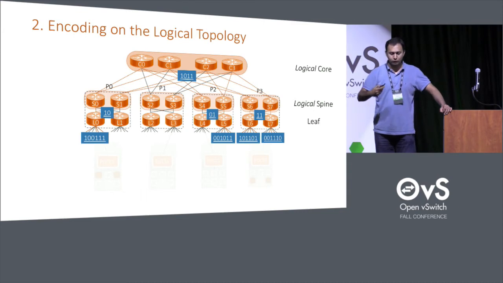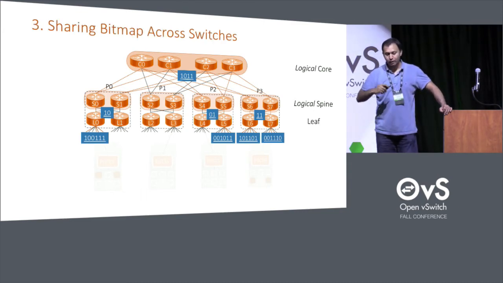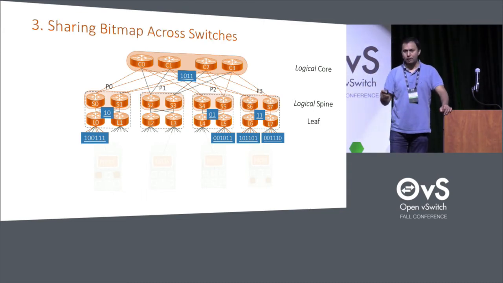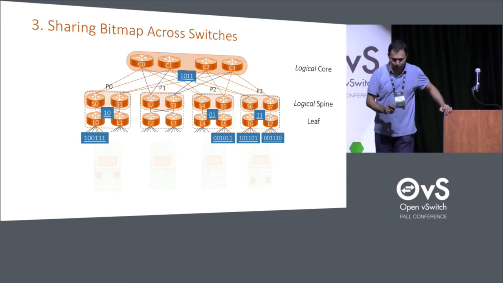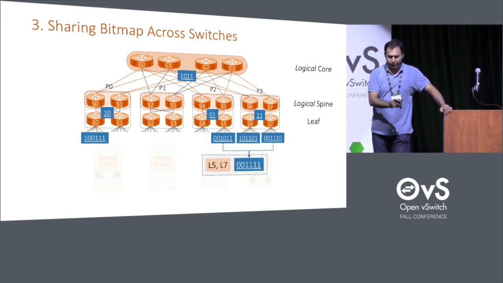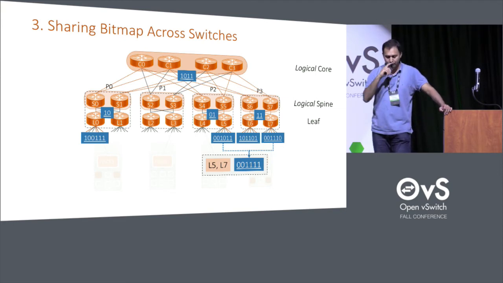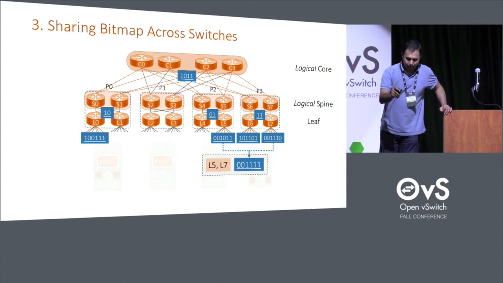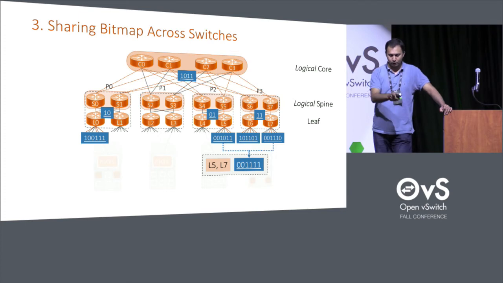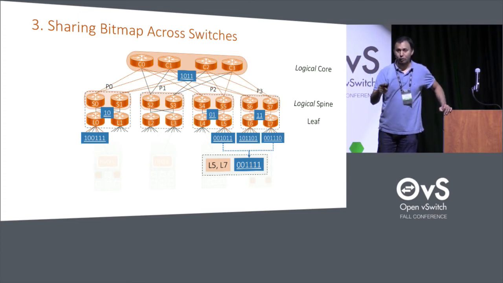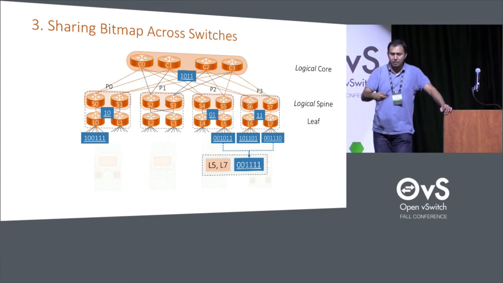So moving on to further reduce this, what we do is we allow different switches on the same layer to share a bitmap. So for example, in this case, we can have L5 and L7 share a bitmap. So this combined bitmap is a bitwise OR of their independent individual bitmaps. But in this case, you can see both of these switches will send one extra packet. For example, L5 will send an extra packet on the 4th port, and L7 will send an extra packet on the last port. But this is allowable.